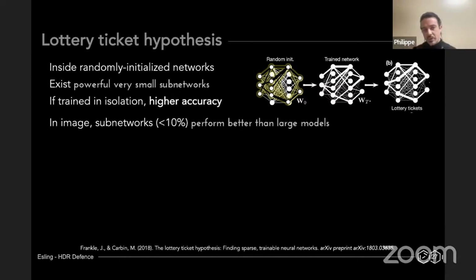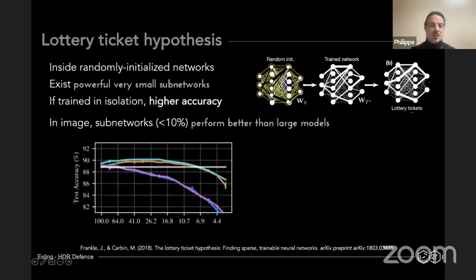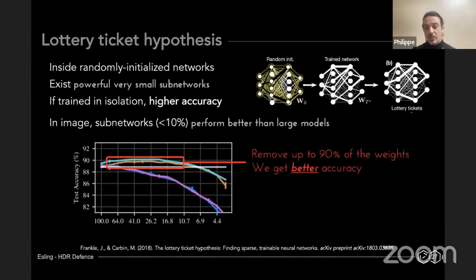But actually, they showed this in images: you can get 90% of the network removed and get a better accuracy than the original network. You can even go up to 95% and even 99.5%, and you don't lose any accuracy in the process.